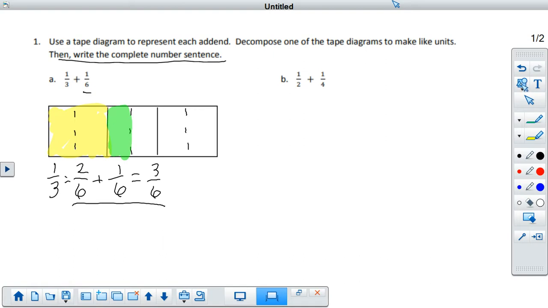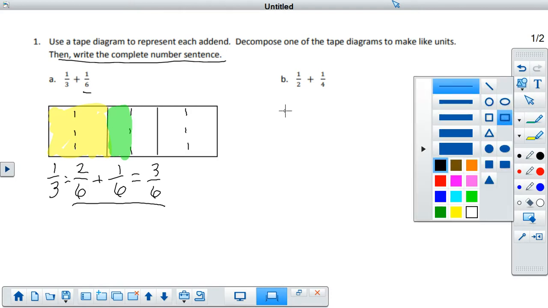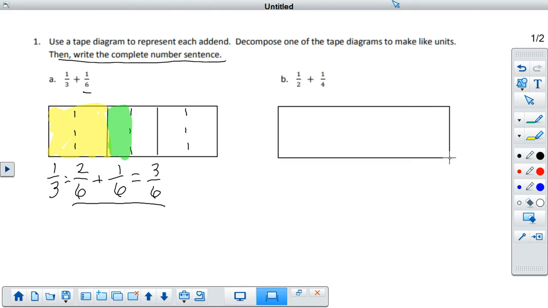Next problem, 1/2 plus 1/4. I want to, again, draw a tape diagram. And this time I'm going to start with the 1/2 because, again, it's a bigger unit. I'm going to be decomposing it. The smaller denominator is what I want to start with. So I will draw my line, splitting it in half, and then I'm going to shade it in. So there's my 1/2 of the problem.